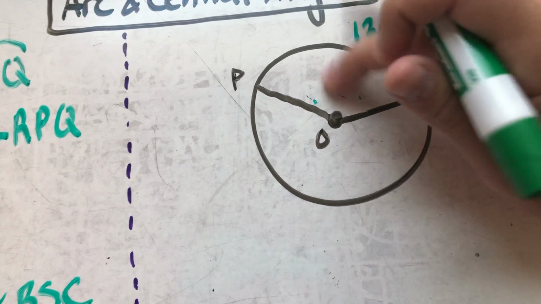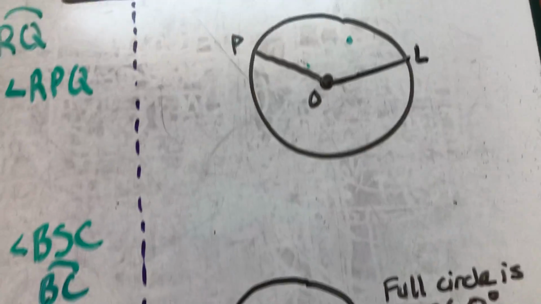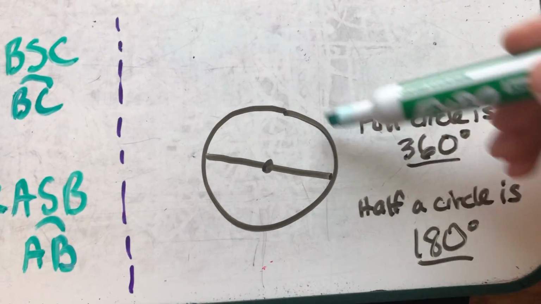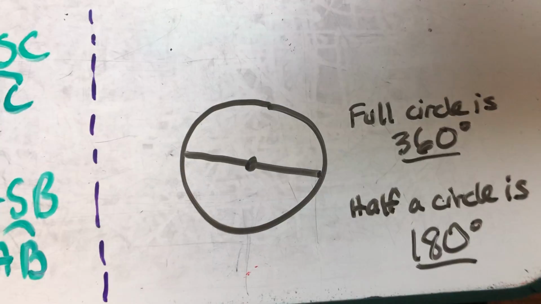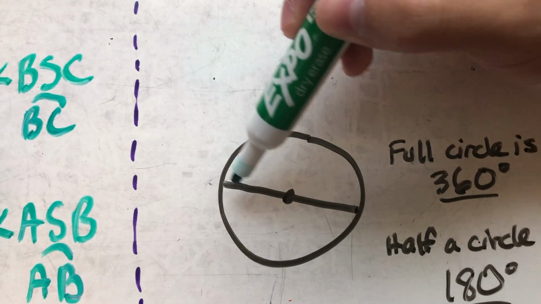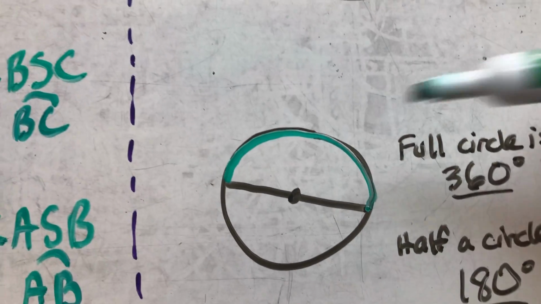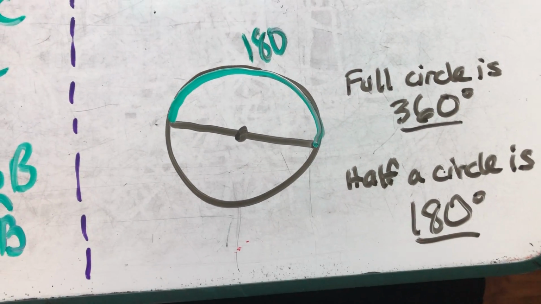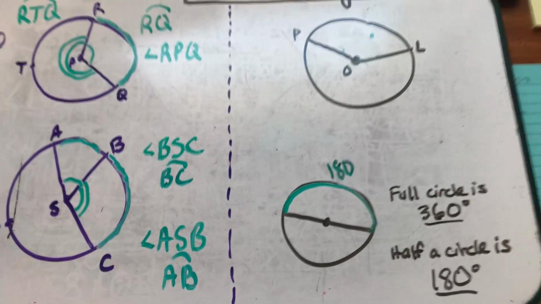So let's say this was 120. It would also be 120. And the last thing I need to tell you is with circles, you should already know this, but the entire circle is 360. And half the circle, so if you had a straight line going through the center, that is the diameter, half the circle would be 180 degrees. You're going to need to know those two facts for the last part of your assignment. If you have any questions, please let me know.